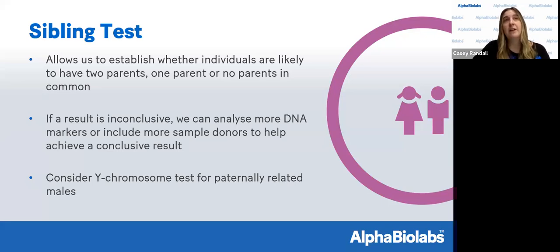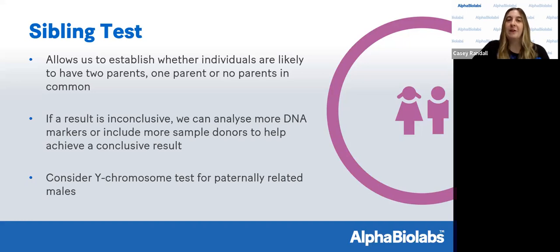I've also said that we could consider the Y chromosome test for paternally related males. So the Y chromosome is passed directly from father to son through the generations. For this reason, if a man has 10 sons, they will all share an identical Y chromosome profile. This is why it'd be really good to show that these 10 people are all brothers because they've all got the same profile as each other. If those 10 sons all went on to have 10 sons of their own, we've then got a very large family that have all got the same Y chromosome.